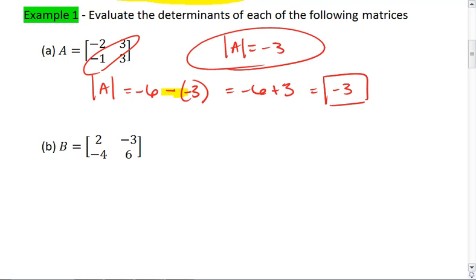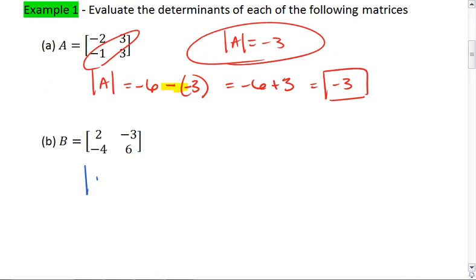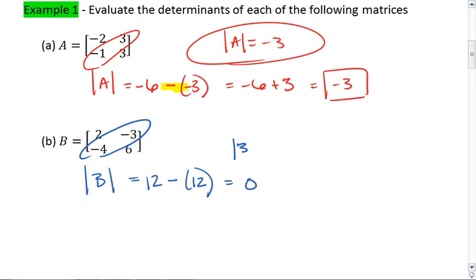Now let's look at B. We want to say the determinant of B equals 2 times 6, which is 12, minus negative 4 times negative 3, which is a positive 12, and this equals 0. The determinant of B is 0.